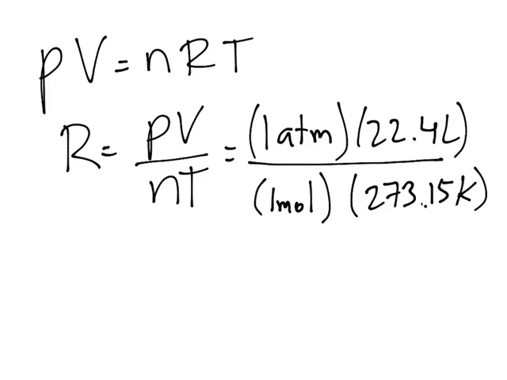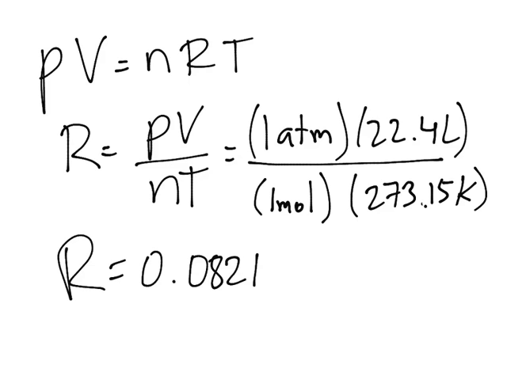So if you're able to remember that the standard pressure is 1 atmosphere and the standard temperature is 273.15 Kelvin, and you have 1 mole, and in 1 mole there is 22.4 liters, you can obtain the value of R. This will give us 0.0821 and the units, so you can just write them: liters times atmospheres over mole Kelvin. The order doesn't really matter, but I just like writing it this way.